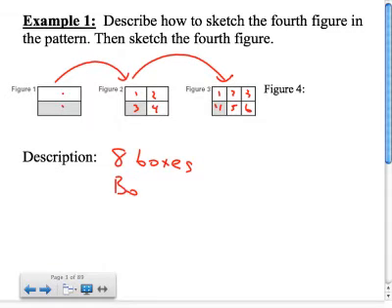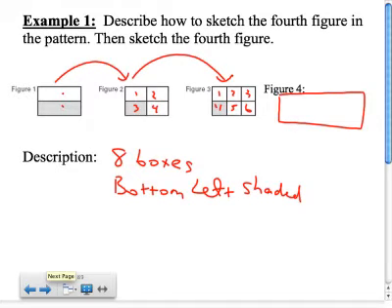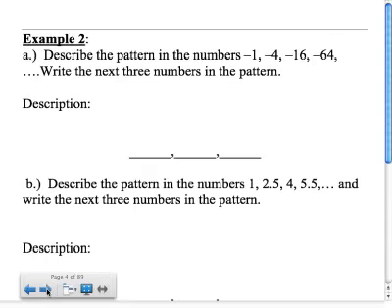and the bottom left will be shaded. So 8 boxes. There's 8 boxes. The bottom left guy is shaded. That is inductive reasoning. I recognize the pattern from figure 1 to figure 2, from figure 2 to figure 3, and then I can go ahead and continue that pattern based on those observations.